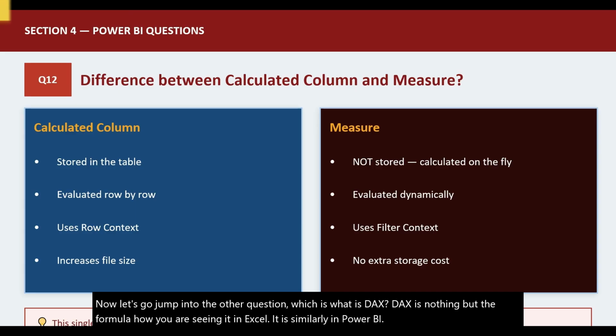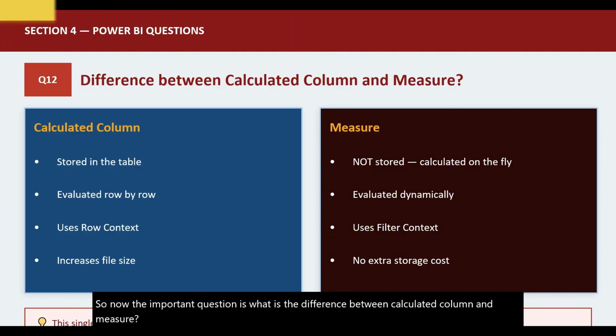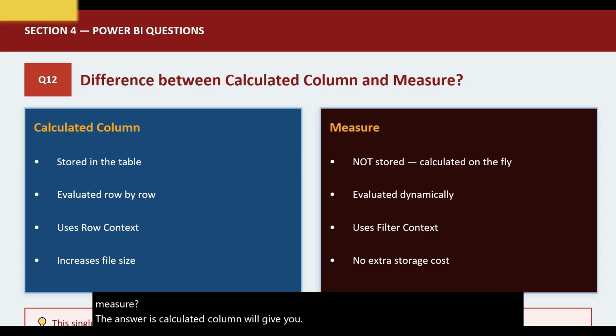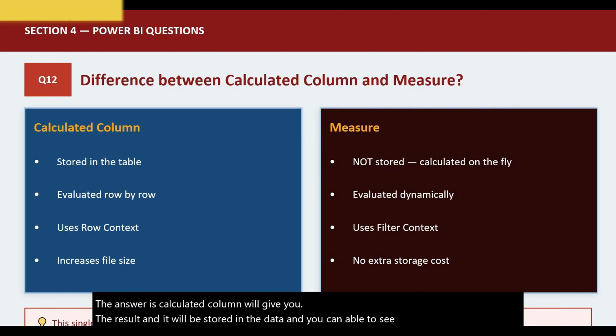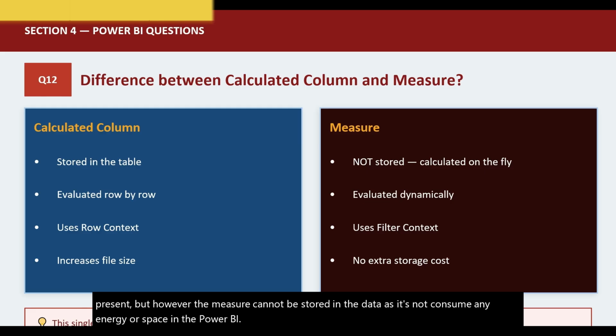Now the important question is, what is the difference between a calculated column and a measure? The answer is, a calculated column will give you the result and it will be stored in the data, and you can see the values in the table. However, a measure cannot be stored in the data as it doesn't consume any space in Power BI. But it also can't be visible, what you are doing.